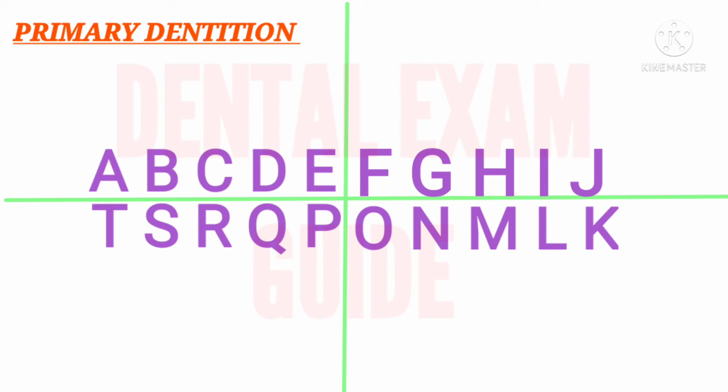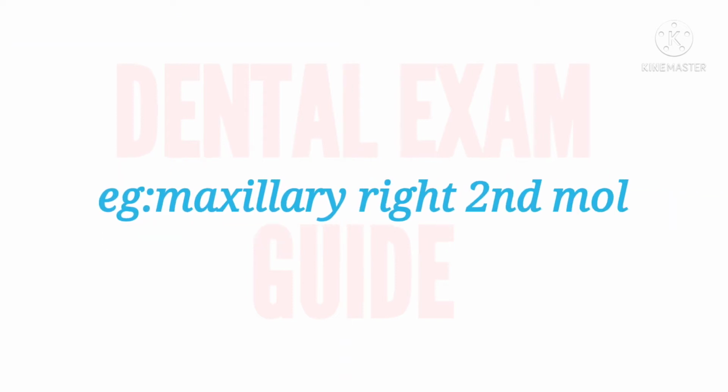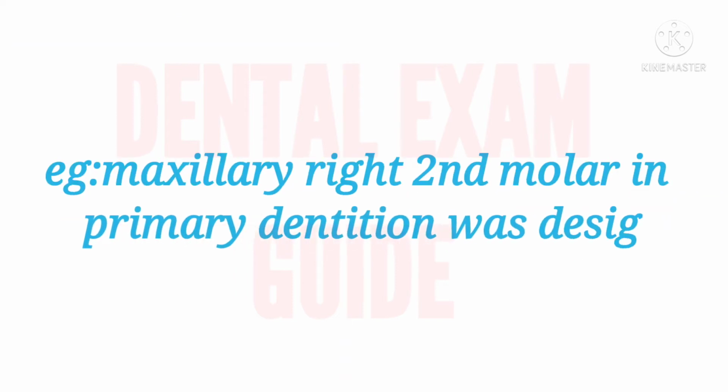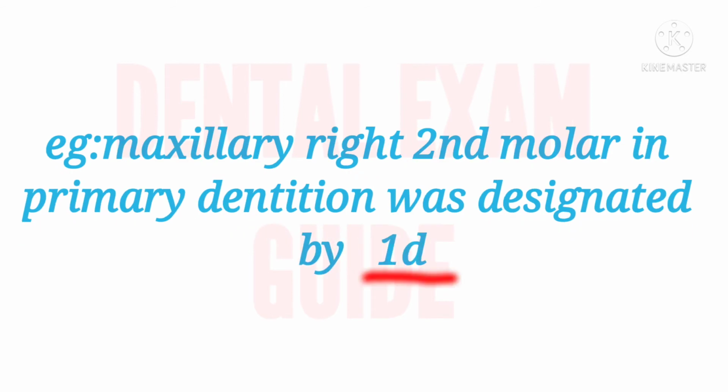In the original system, the 20 deciduous teeth were designated in the same order as in the permanent dentition using the numbers 1 to 20, followed by the small letter d to indicate that it is a deciduous tooth. But it was later modified to use uppercase letters A through T to denote primary teeth.